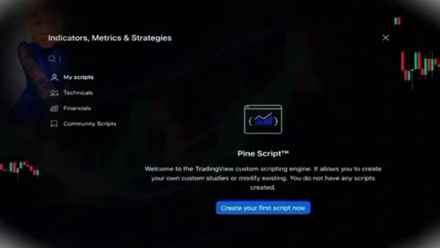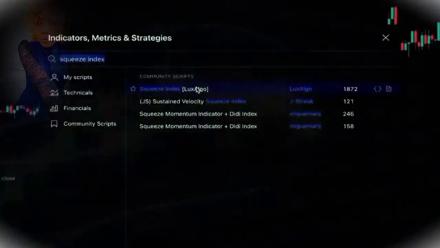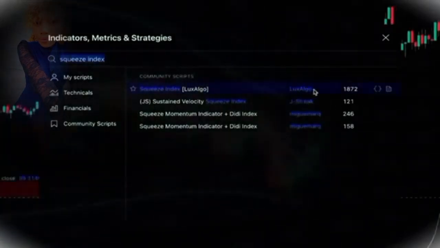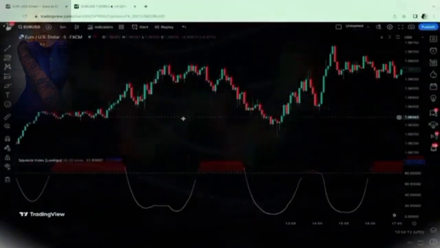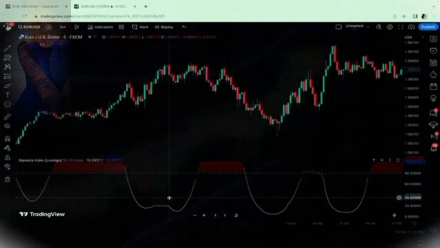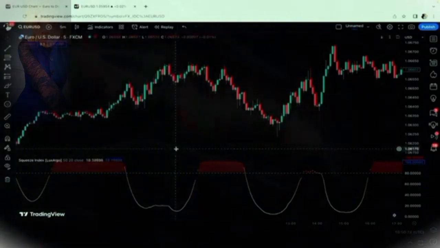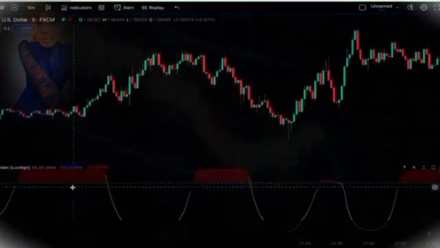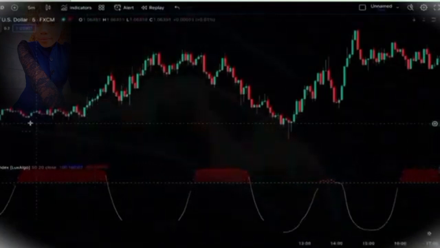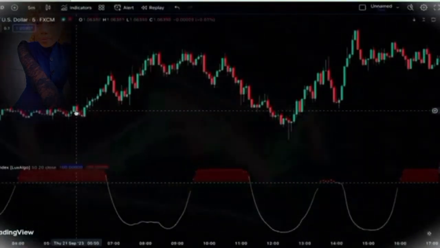The next indicator that I want to introduce is Squeeze Index. This one is a free indicator from Lux Algo, and it's a very good indicator to show us when the market is not trending. And when the market is trending, it doesn't tell us anything about the direction, but only shows us if the market is trending or not trending. When it's above 80 and red, it shows that the market is in a squeeze mode. In other words, it's flat and not trending.